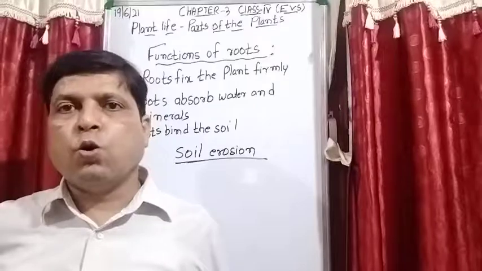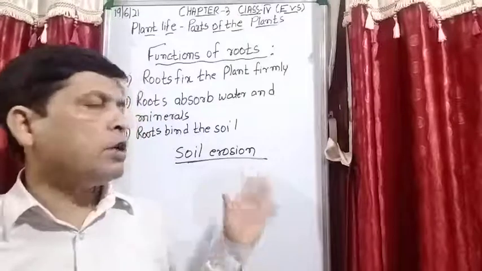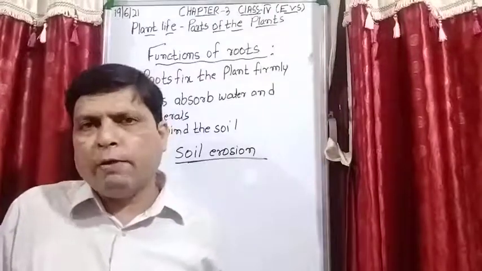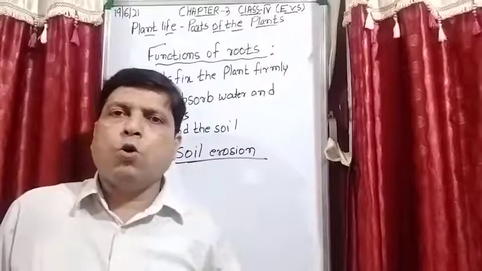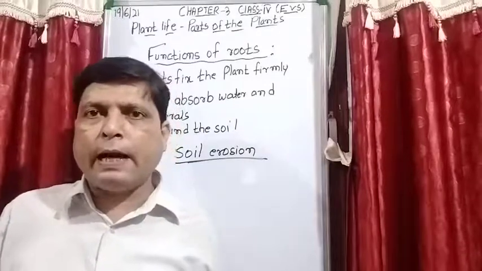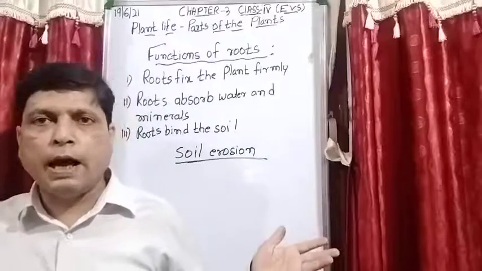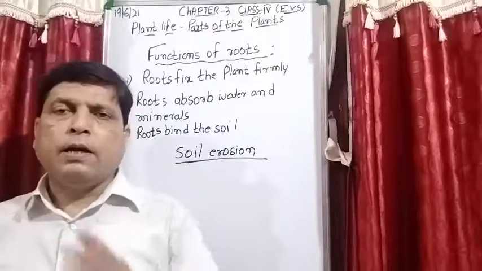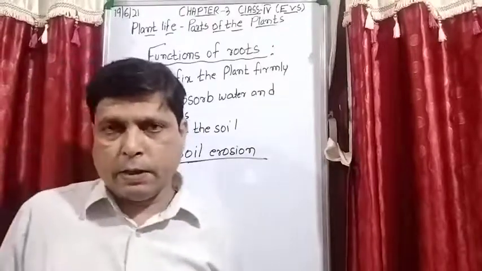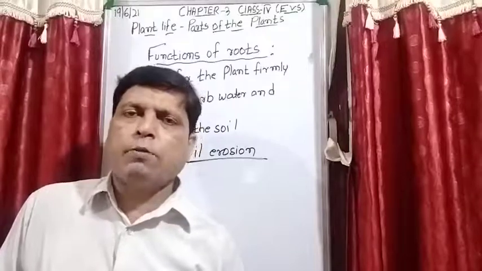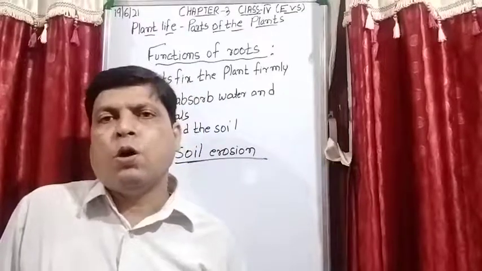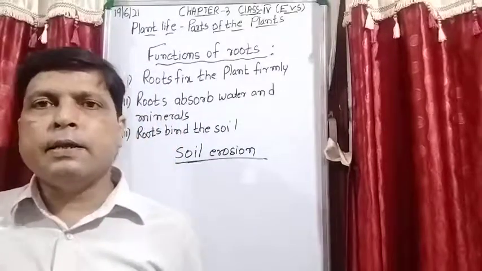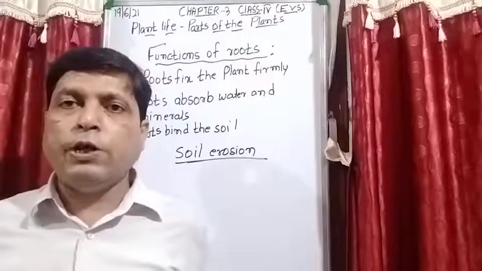Is it clear? So the roots of the plant bind the soil, meaning they hold the soil very tightly so that it is not washed away by strong winds and flood water. If there are fewer plants in any area, then in that area soil is washed away by strong winds, flood water or rainwater. And this type of condition is known as soil erosion.